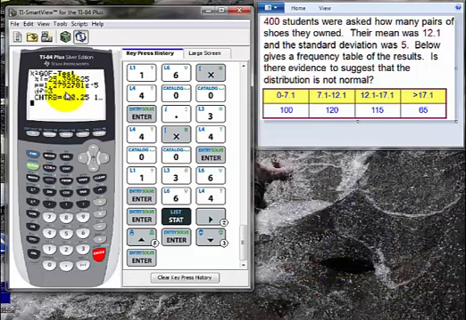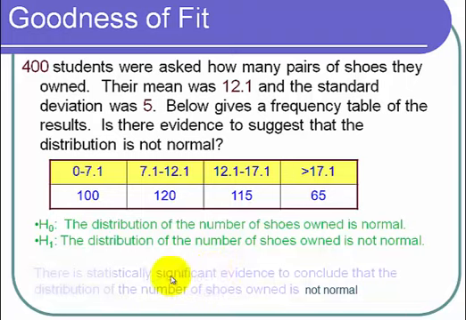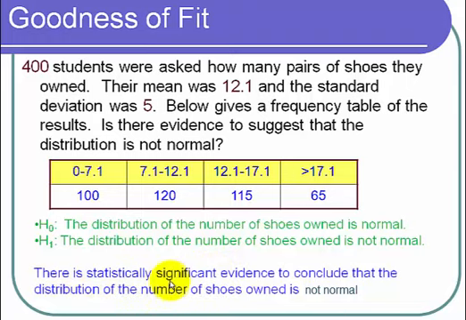So let's go back to the PowerPoint. Okay, so here's the PowerPoint, and we had a really tiny p-value. So what we can say is there is statistically significant evidence to conclude that the distribution of the numbers of shoes owned is not normal. Okay, again, we don't know why it's not normal, but we do know with very strong evidence, because we had such a tiny p-value, that the distribution is not normal. Okay, so let's move on to the next kind of test.